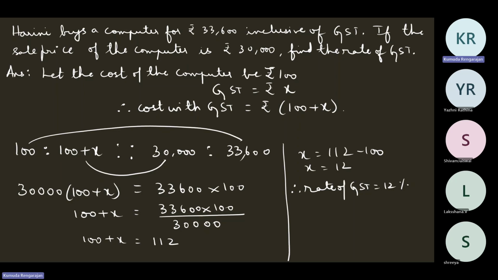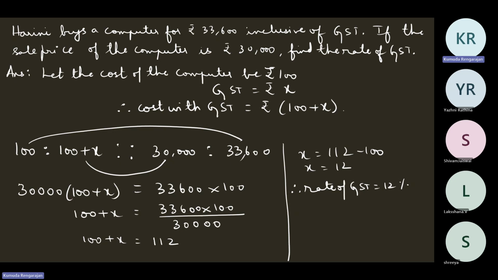Because for 100 rupees, the GST is rupees X. So that X only will be the percentage of GST. So we'll assume the cost is 100, the GST is X. So the cost with GST is 100 plus X. Without GST is 100, with GST is 100 plus X.